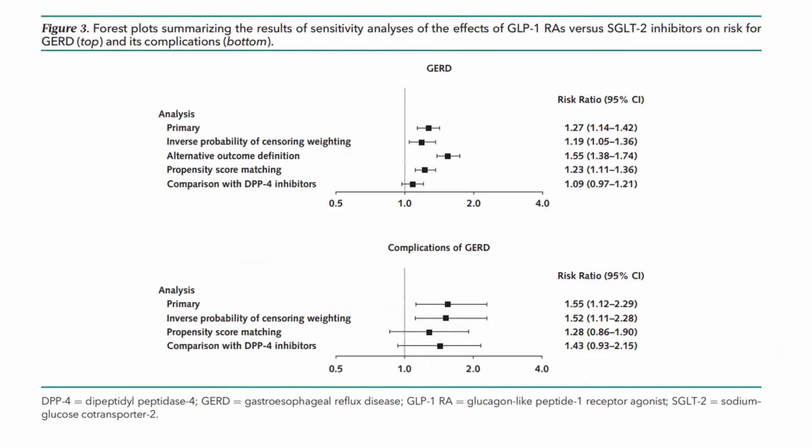This is just a forest plot which summarizes the results of the sensitivity analysis. For the primary outcome, the normal analysis, using the inverse probability of censoring weighting, alternate outcome definition, and propensity score matching, it was significant. In comparison to DPP4 inhibitors, it was not significant. For complications of GERD, it was significant only when using the inverse probability of censoring weighting.